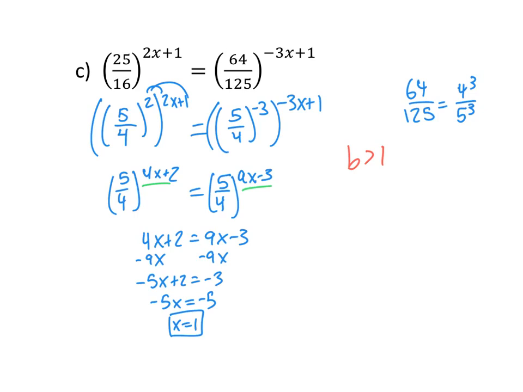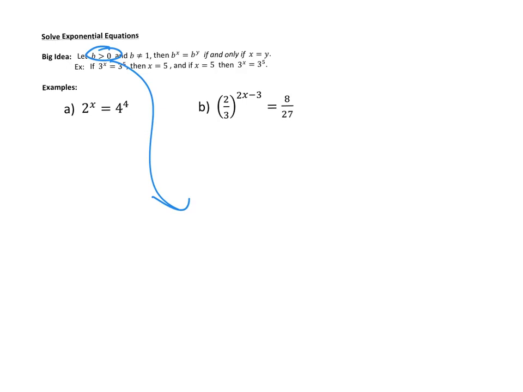I could, of course, check this by substituting 1 in for x here, and double checking that I get the correct answer. Before moving on, I want to quickly talk about why b has to be greater than 0.